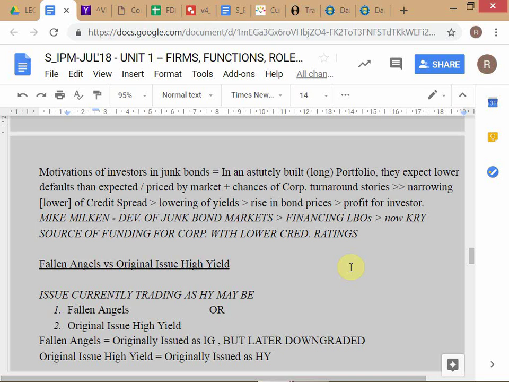So both sides, and this is how he essentially developed the market, but obviously the investor side is more important. Because companies always need money, issuers always need money. You need to cover the investor side first. Is this clear?